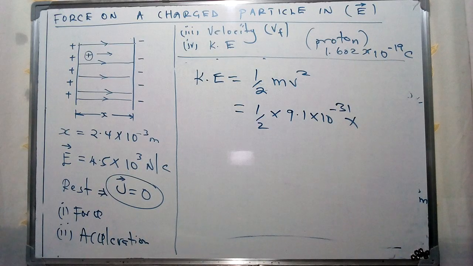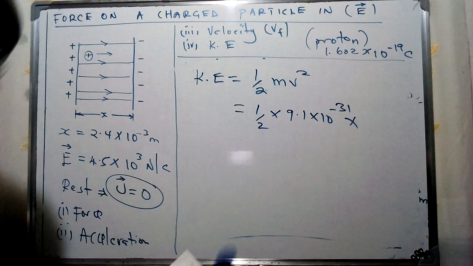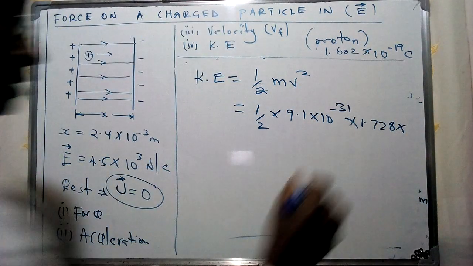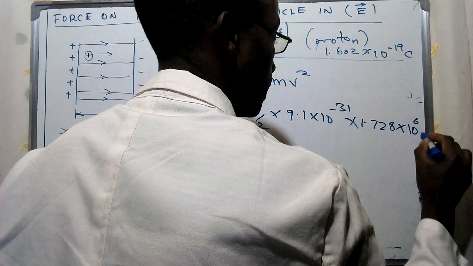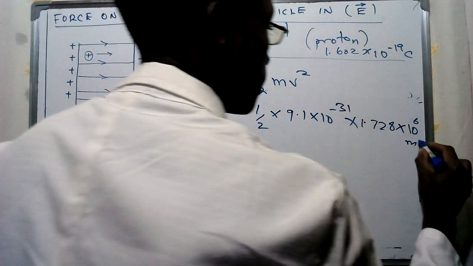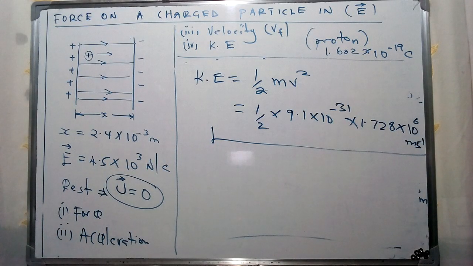So this is going to be given in terms of the velocity which we have, which is 1.728 times 10 to the power 6 meters per second. Kindly do an evaluation and find the kinetic energy in terms of joules, and you can give your answer in the comment section so that we can see whether we have a common figure for our evaluation.